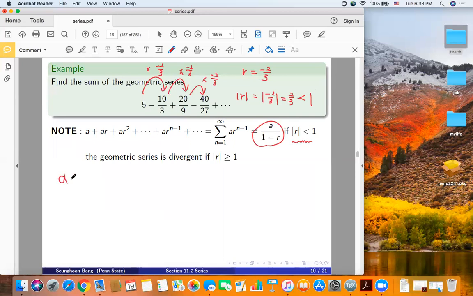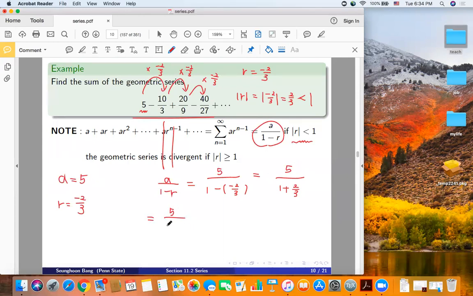So what is A? Yes, the first term, 5. The R is the common ratio, negative 2/3. So what is the answer? The convergent number is A over 1 minus R, which is 5 over 1 minus negative 2/3. This is 5 over 1 plus 2/3. So simplify: 1 plus 2/3 is 5/3. You can multiply 5 times the reciprocal of the denominator, 3 over 5. The 5 is crossed out, leaving 3.